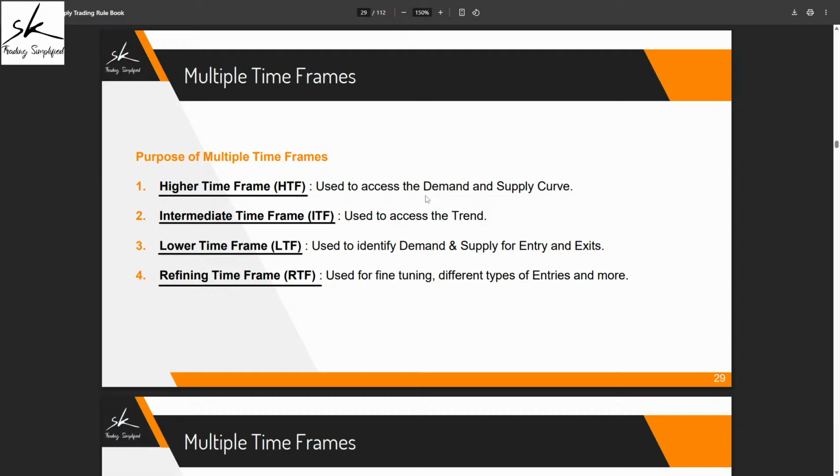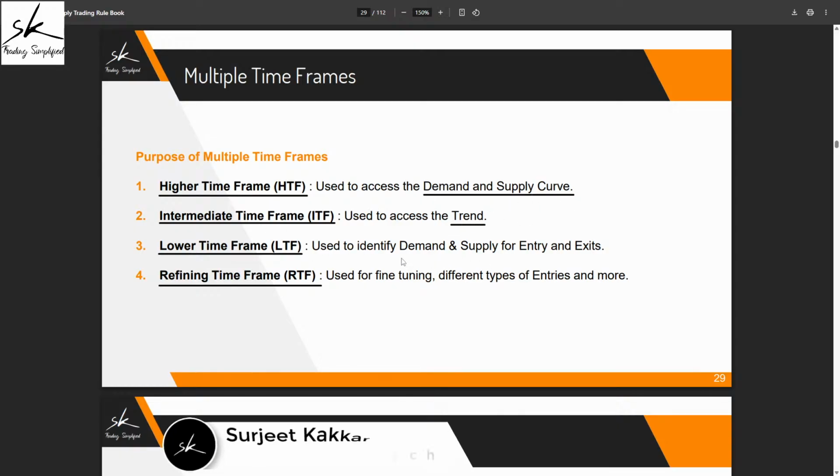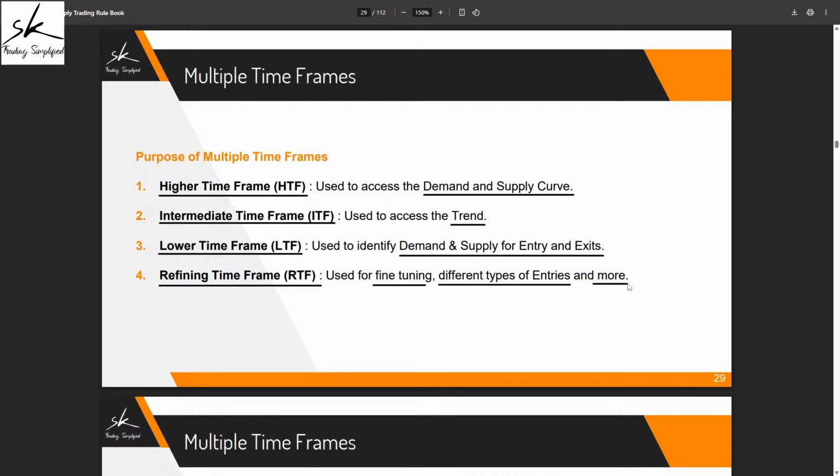Higher time frame is used for demand supply curve analysis. Intermediate is used for trend analysis. On the lower time frame, we identify areas of demand and supply for our entries and exits. And the refining time frame can be used for multiple purposes like fine-tuning the zone, different kinds of entries like your type 2, type 3 entries, or in case we need to apply some additional rules, that is also where this time frame can help us.